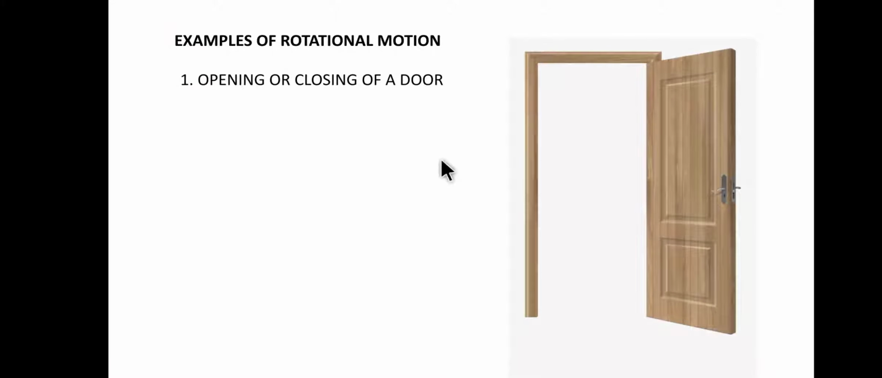A few examples of rotational motion are the opening or closing of a door. At this corner there are hinges which support the door. When the door opens and closes, the hinges become the axis of rotation, and the door is moving in a circular or rotational motion.